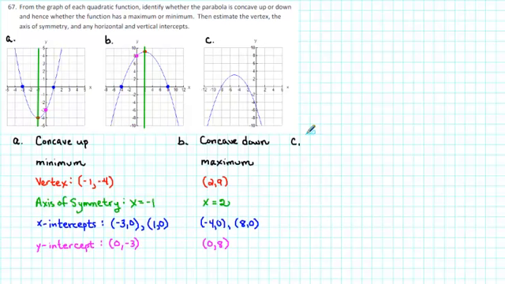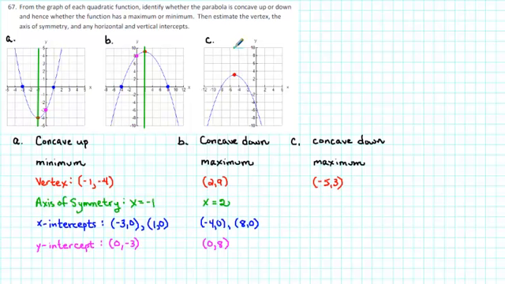Now we'll complete part C. We notice that the parabola opens downward, therefore the parabola is concave down. Because the parabola opens down, the graph has a highest point, and therefore the quadratic function has a maximum value. Because the parabola opens down, the vertex is at the highest point. In this case, we estimate the vertex to be the point -5, 3.